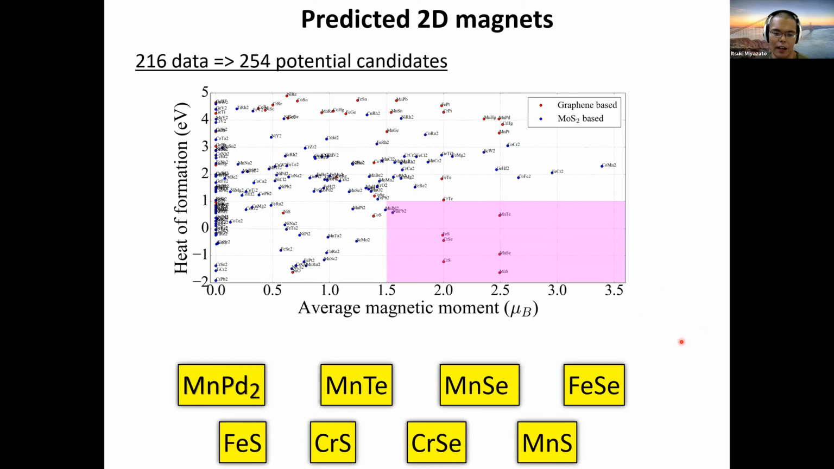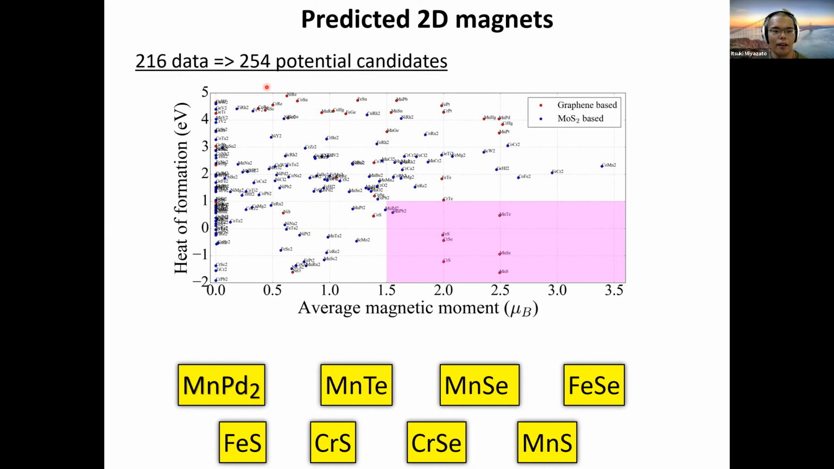The process, I think, is difficult and you are not familiar with it, so I skipped it. But here is the result of the prediction. By using the data science technique, 254 potential candidates are predicted as high magnetic moment two-dimensional materials. I should say that these 254 candidates are not listed in the original 216 data.